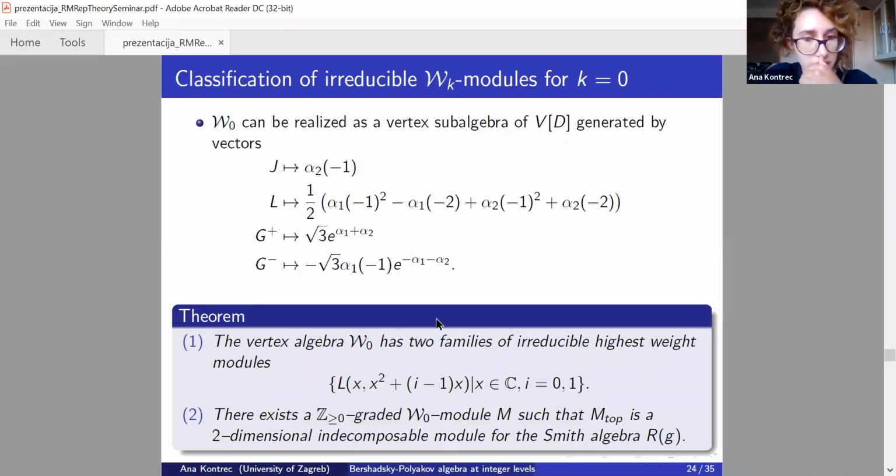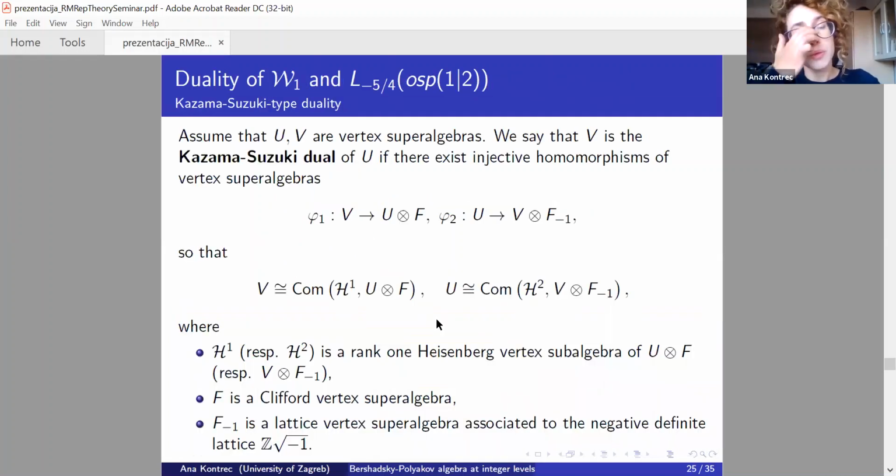Okay, so another example would be W1. I will get to that, but first I want to talk about another nice property of W1, which is that it has a sort of Kazama-Suzuki type duality relation with the vertex superalgebra OSP(1,2) at level k minus 5/4.